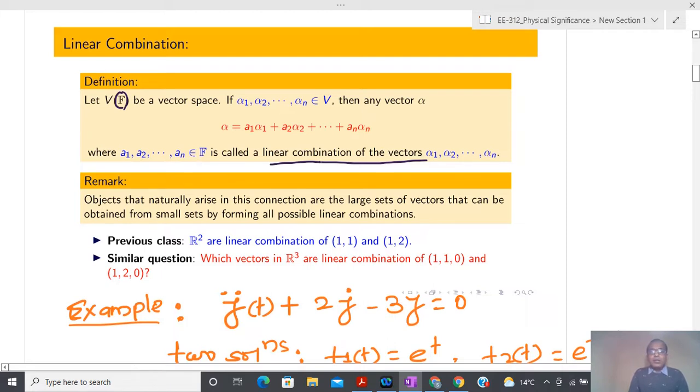Now this notion of linear combination is very important. We have already used it several times during the solution of differential equations, but in today's lecture we are going to formalize that definition. We are going to see that whatever we were doing is nothing but linear combination. The remark is that objects that naturally arise are large sets of vectors that can be obtained from small sets by forming all possible linear combinations.